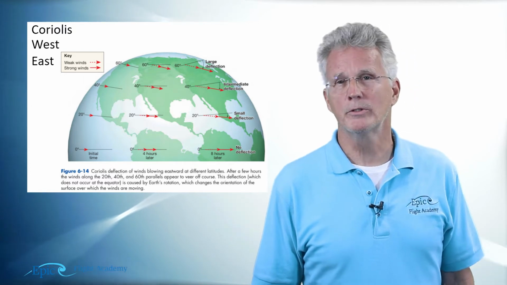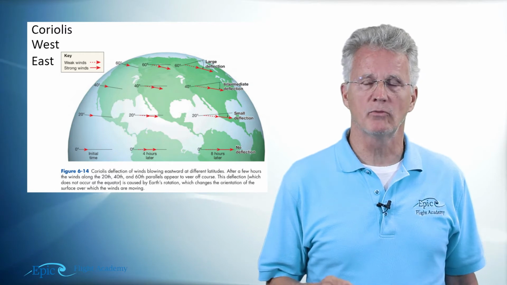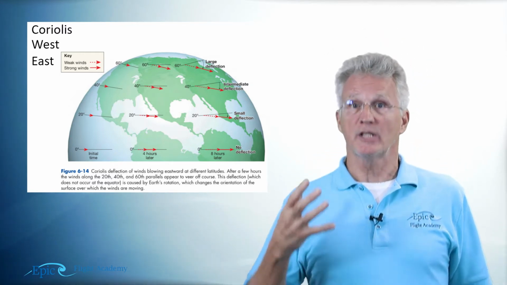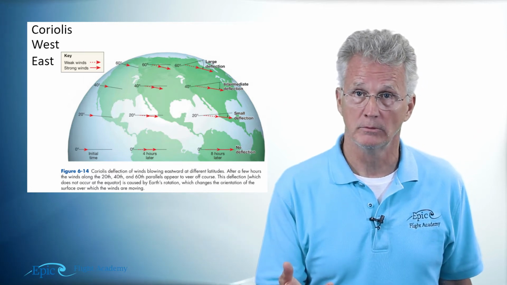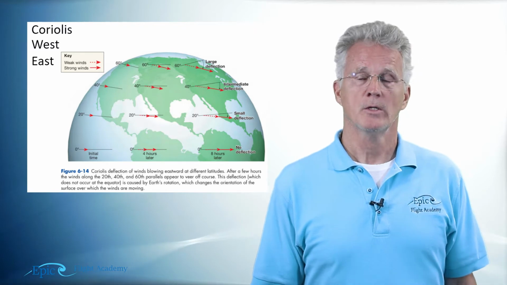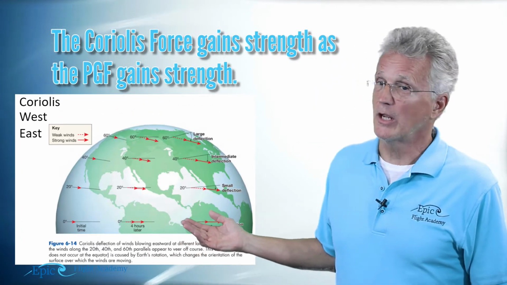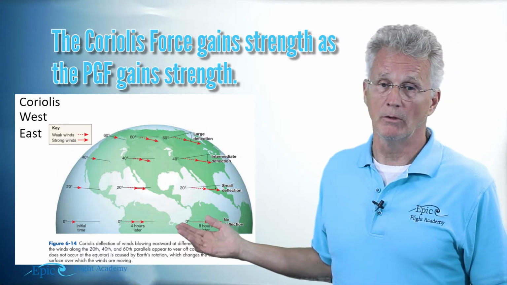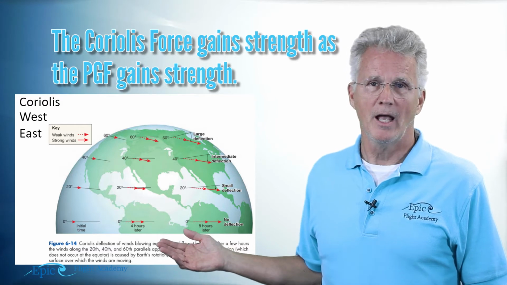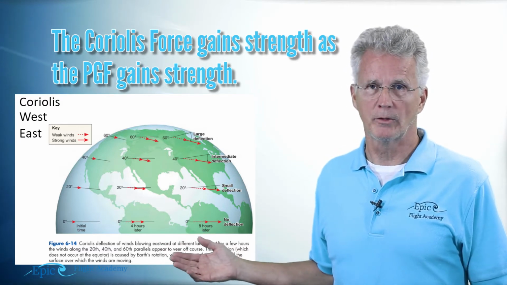Now, it's important to understand that as the pressure gradient force gains strength, in other words, as the wind gets stronger, the Coriolis force gets stronger as well. So, here in this diagram, you can see as air flows from high to low, Coriolis gains strength as the pressure gradient force gains strength.